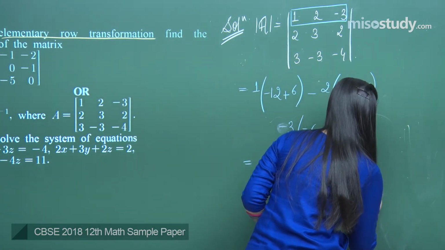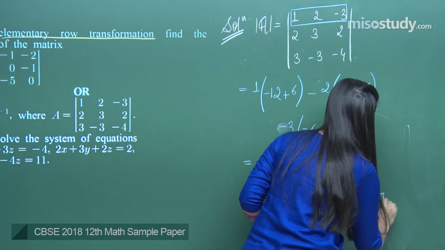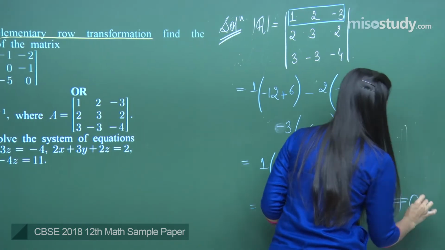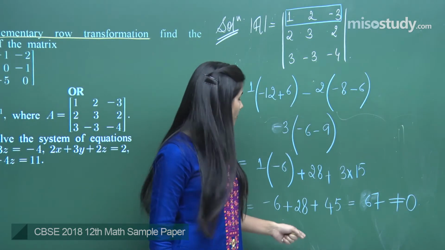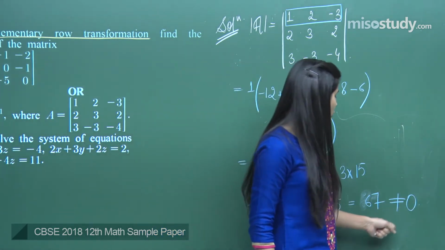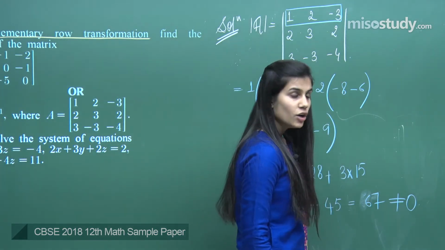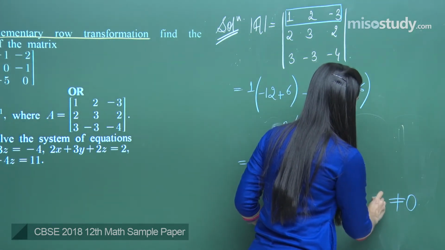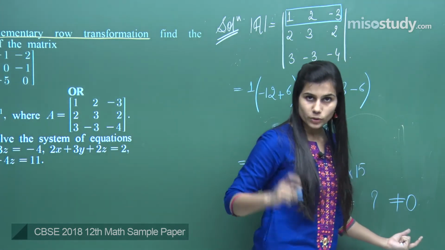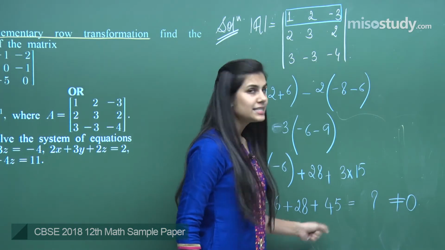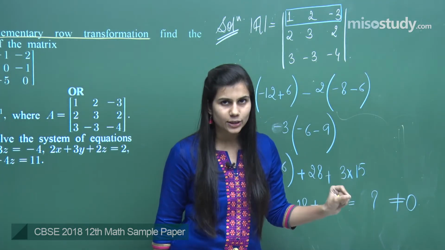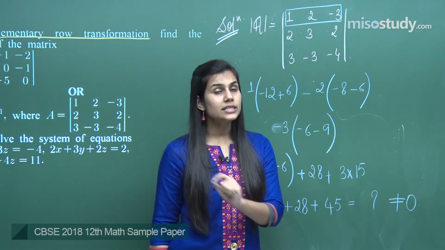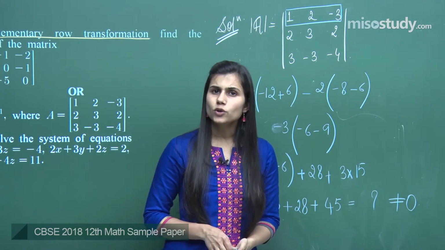You can calculate this. This comes out to be 67, and this is definitely not equal to 0. The moment you find the determinant to be a quantity not equal to 0, what can you say next? If this quantity comes out to be not equal to 0, which it is, that means the matrix A is non-singular and therefore A inverse definitely exists. If A inverse exists, what is it going to be?